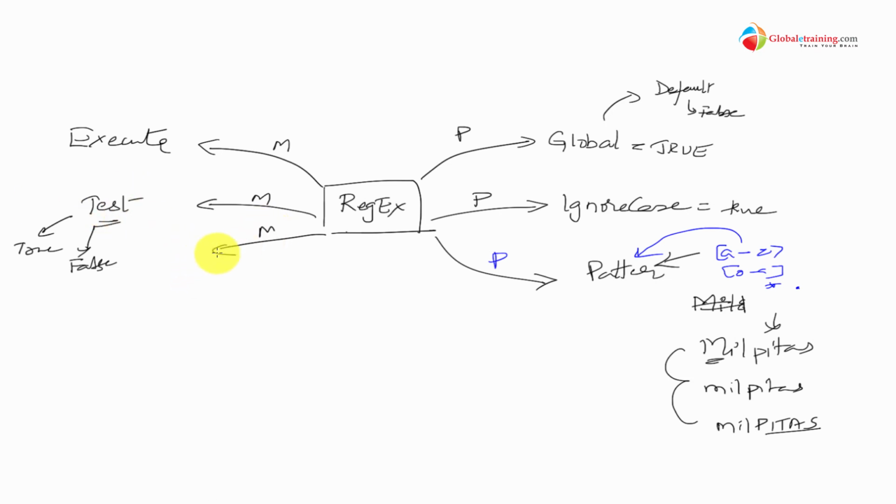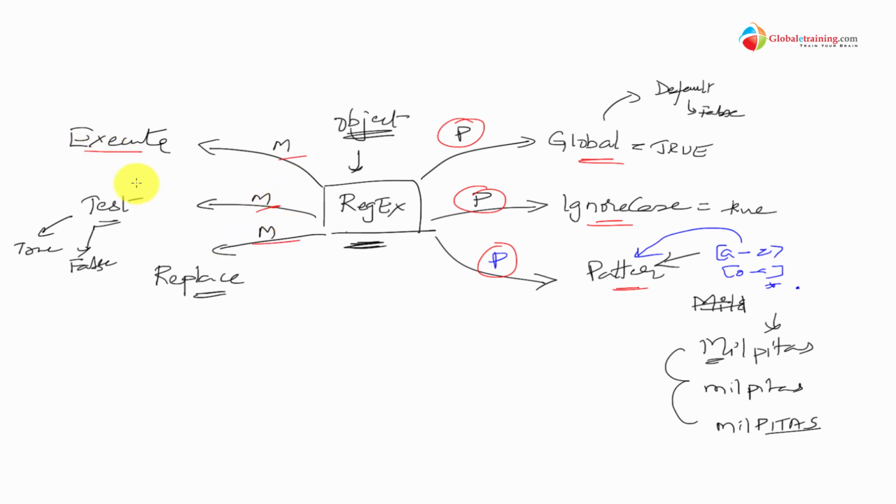Then you have another method called replace. The replace method primarily replaces something with something else. Let's say you want to go through the whole file, find something and replace it with something else, then you can use that option. So this would give you an idea of using regex. Once you create this object within the code, you have three properties that you can work with: global, ignore case, and pattern. And there are three methods: execute, test, and replace.